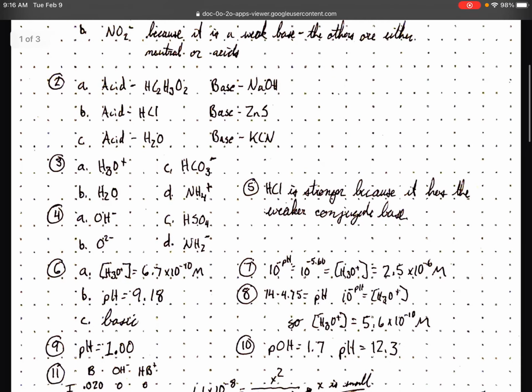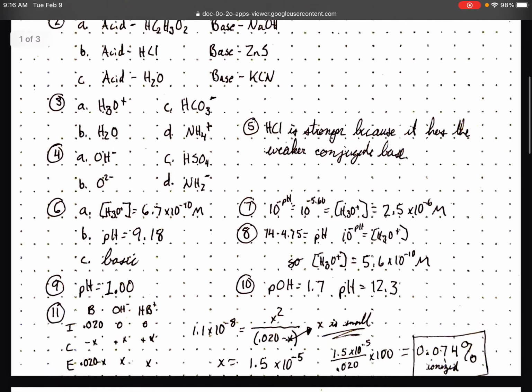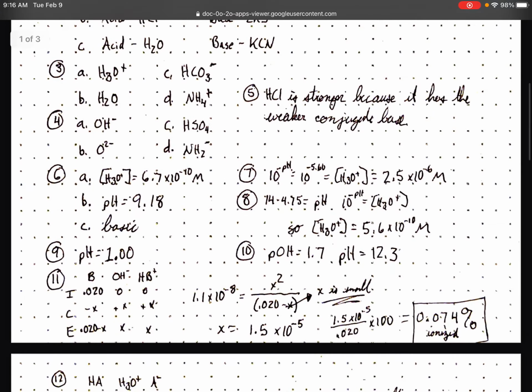hydrochloric acid is stronger because chloride is neutral. It doesn't have any basic properties. Since cyanide can act as a base, then we know that the hydrocyanic acid must be weak. Number 6, just use the circle of life on that one. And obviously if the pH is above 7, or if the hydronium concentration is less than 1 times 10 to the negative 7th, that's going to be basic.